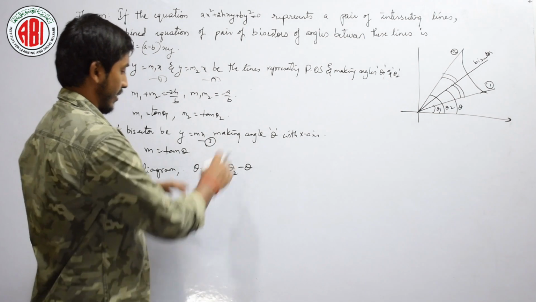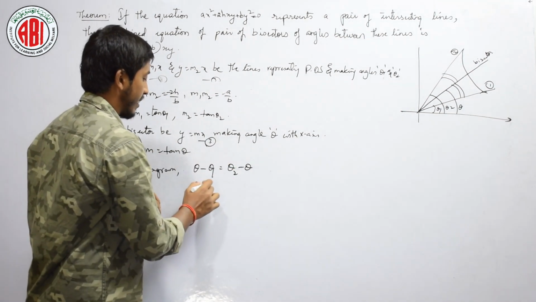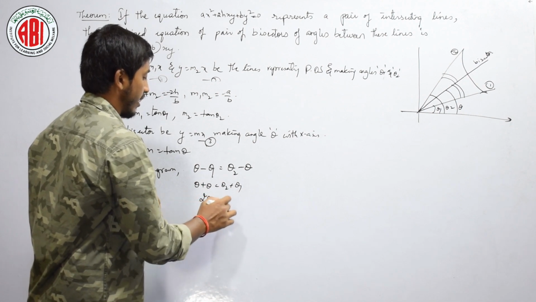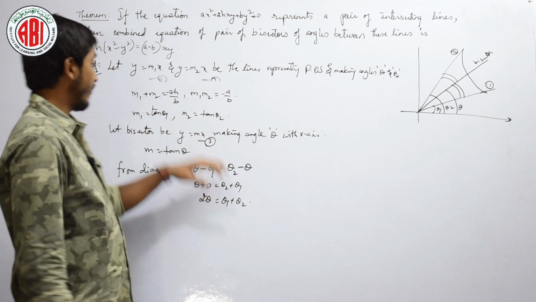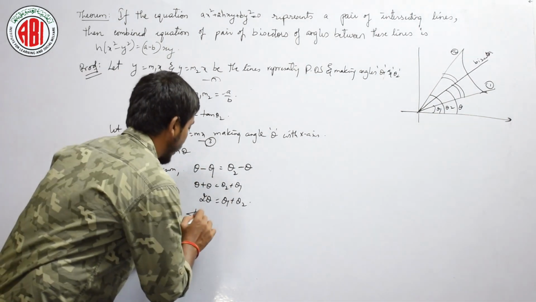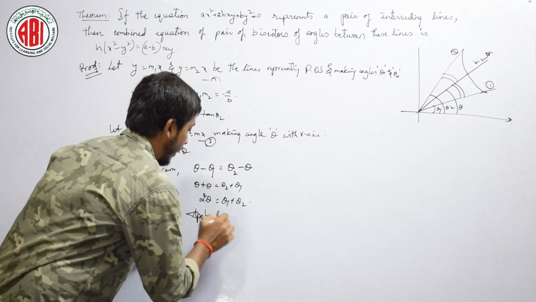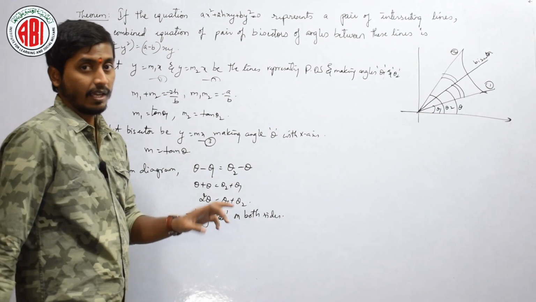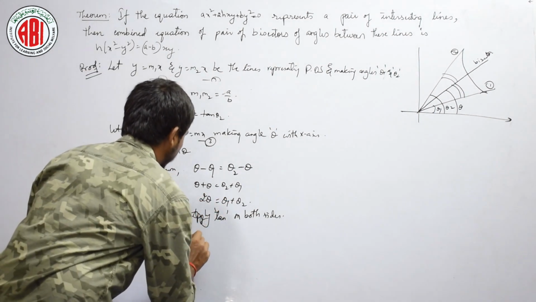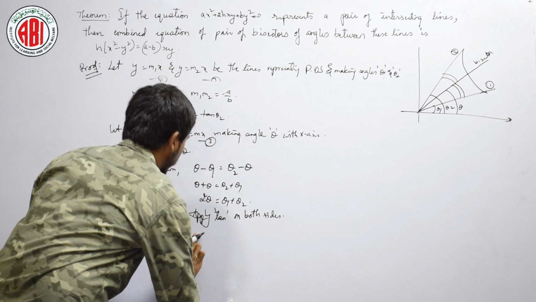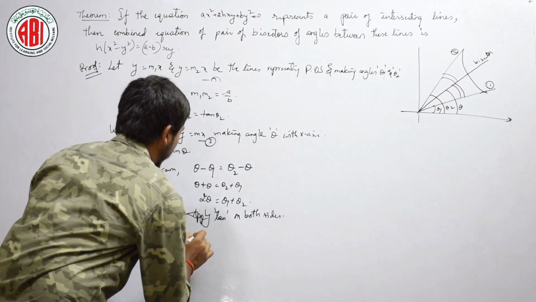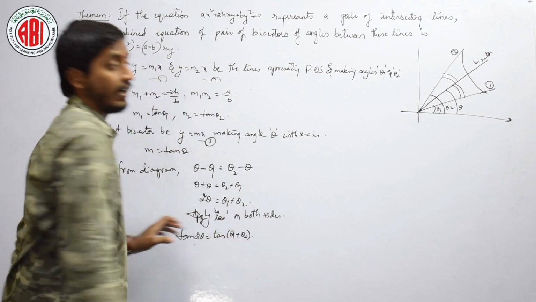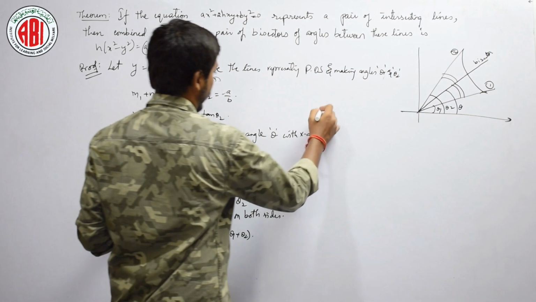Let us cross multiply, let us send that to this side, theta plus theta is equal to theta 2 plus theta 1. So 2 theta equals theta 1 plus theta 2, and I have everything in terms of tan. Let us apply tan on both sides. Is it okay? Now let us see what will happen. Tan 2 theta equal to tan of theta 1 plus theta 2. Let us simplify that. What we will get?